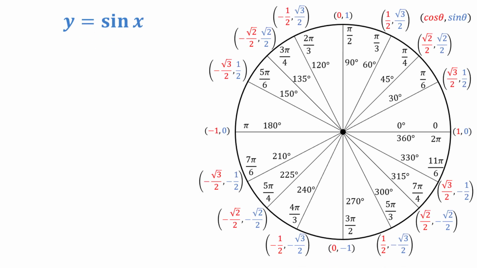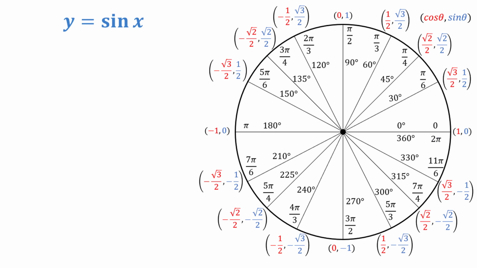Welcome, my friends. In this video, I'll be introducing the graphs of sine and cosine. Let's start with the graph of y is equal to sine of x, which we're going to graph using the unit circle. Now, one possible point of confusion that you might have to get past is that the y and the x in y is equal to sine of x do not refer to points on the unit circle.